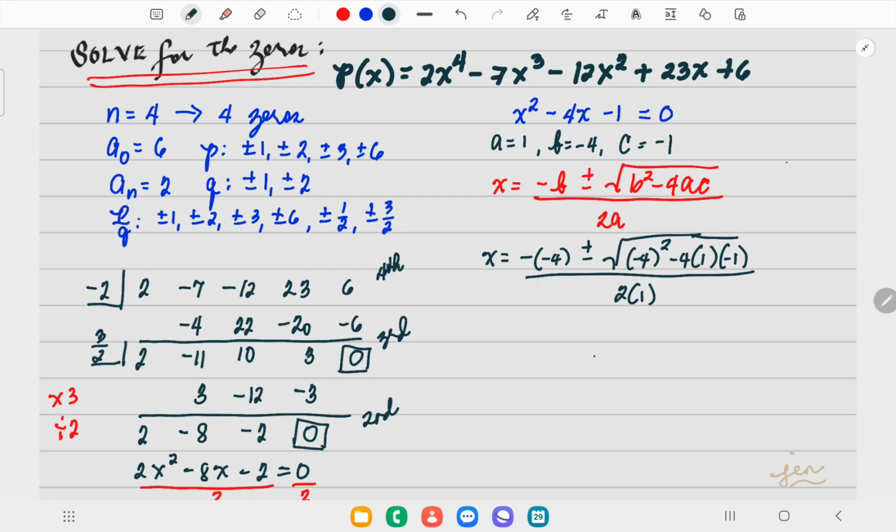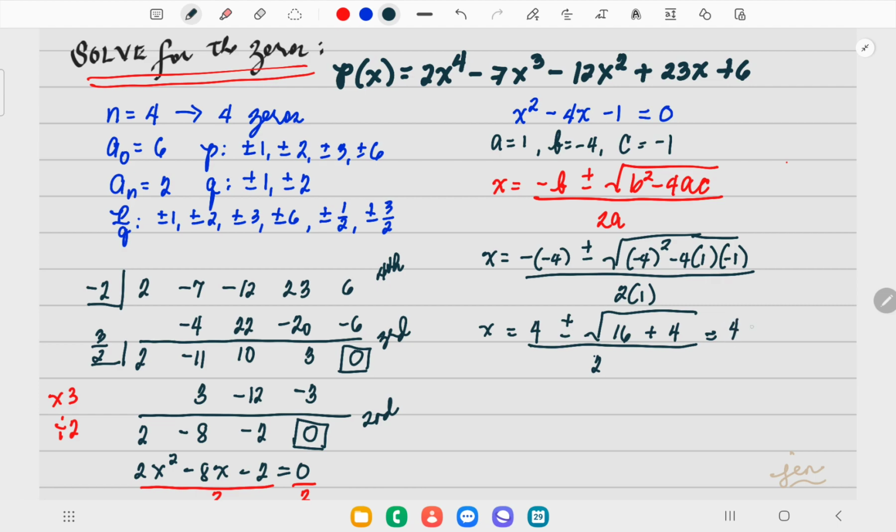We do the necessary simplification. Thus, we have negative and negative is positive 4 plus or minus the square root of, what is negative 4 squared? Negative 4 squared is 16. Negative 4 times 1 times negative 1 is a positive 4. And underneath, we have there 2.